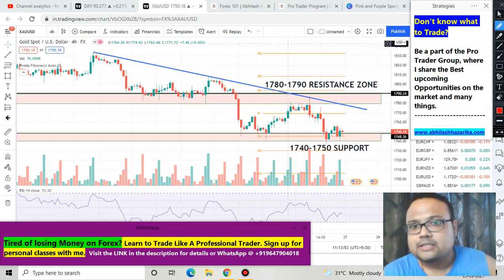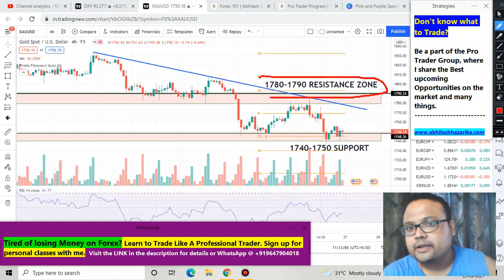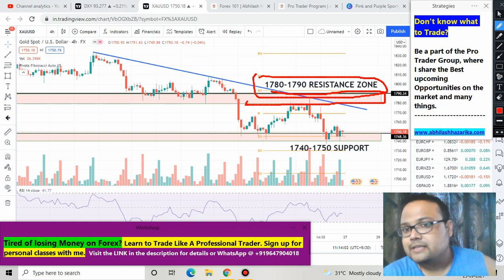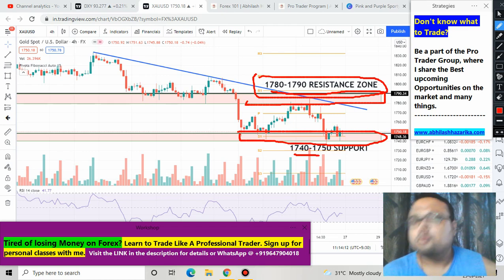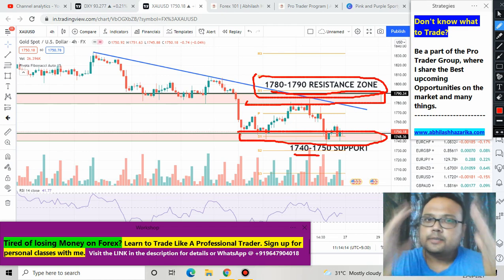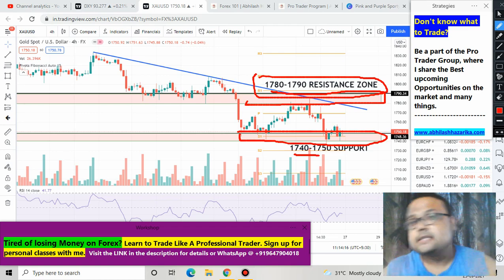Yes, 1780 to 1790 is a very strong resistance zone for the market that I have marked here. And the zone of 1740 to 1750, keep in mind, this is the support zone for the market. So these are the most important support zone and important resistance level for gold USD.